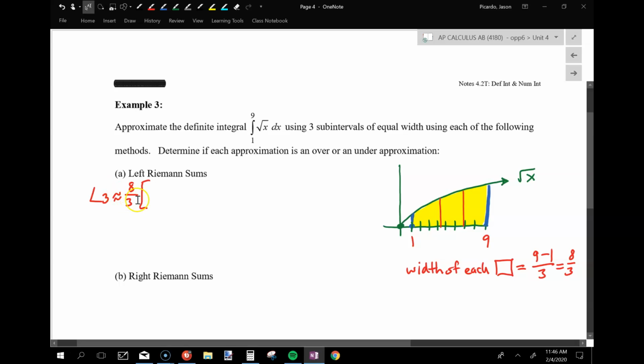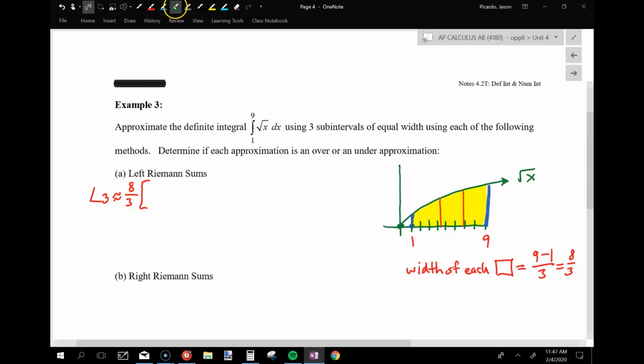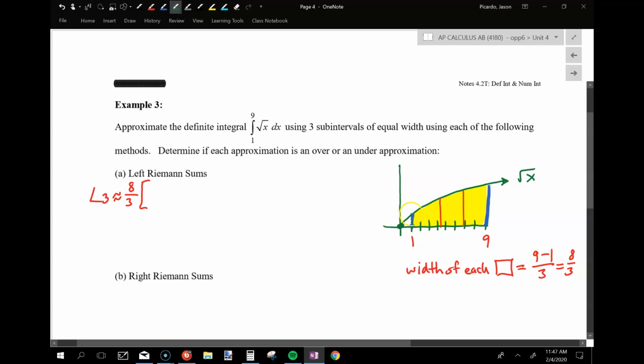8/3 times, okay, I want left side, correct? So that means I'm going to start here, go here, go here. Left side of each of the intervals, right? So how do I get here? What's that? That's F. That's F1. Okay.